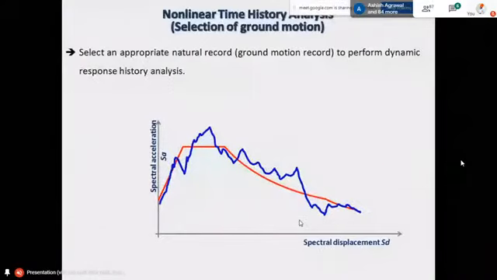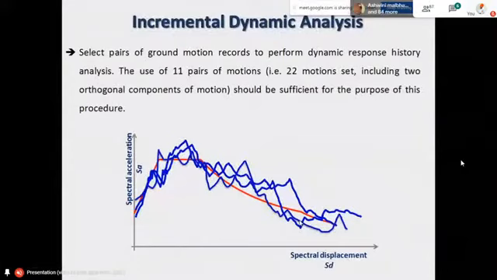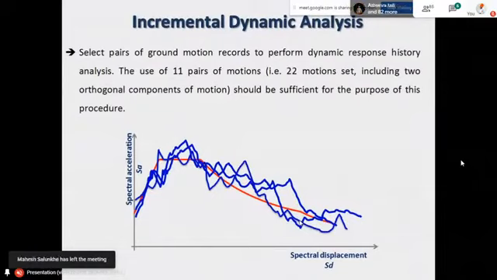Then regarding incremental dynamic analysis, regarding the selection of the ground motion: how many to select? As I said, there is a debate on the selection of ground motions, on how many ground motions we select. FEMA P695 of 2007 says that you choose 11 pairs, that is 22 ground motions, and preferably after selecting the ground motions, it is required to scale them.